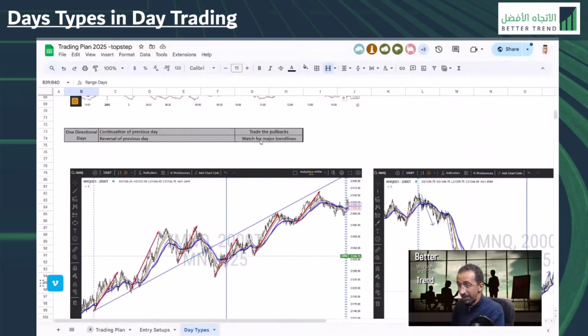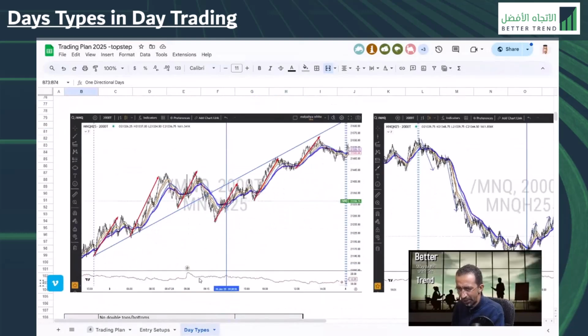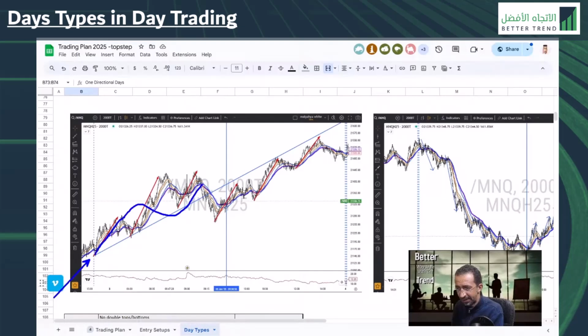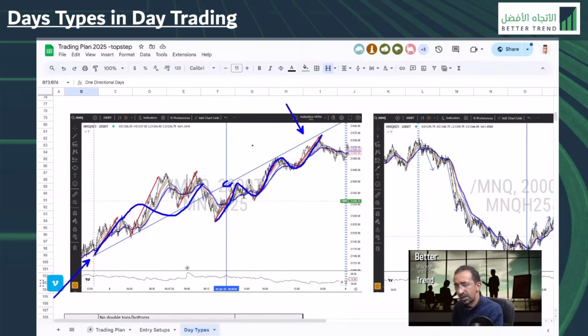So now, this is the one direction day. It happens frequently. These are two examples. This one, you can see the market was going higher until 9:30. Now this is a pullback. Buy a pullback. Don't sell this market. Keep buying this market.